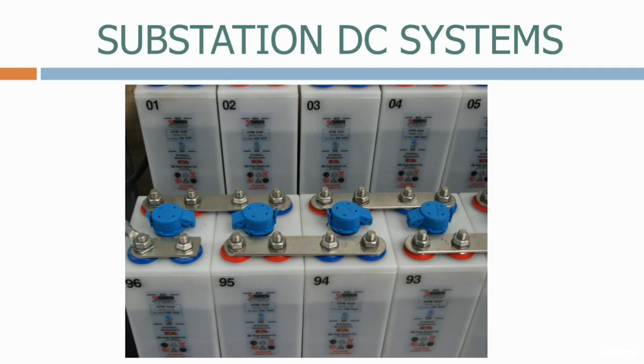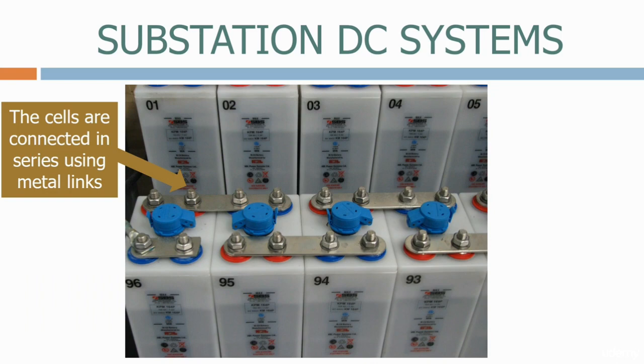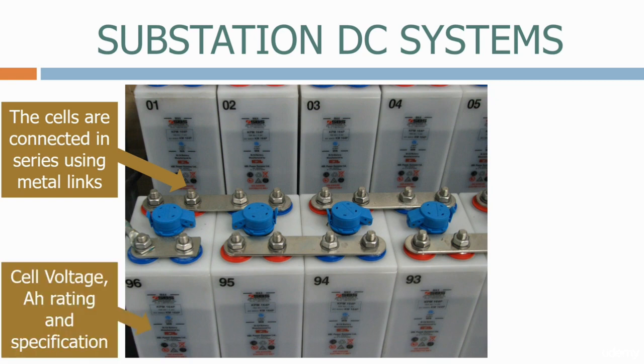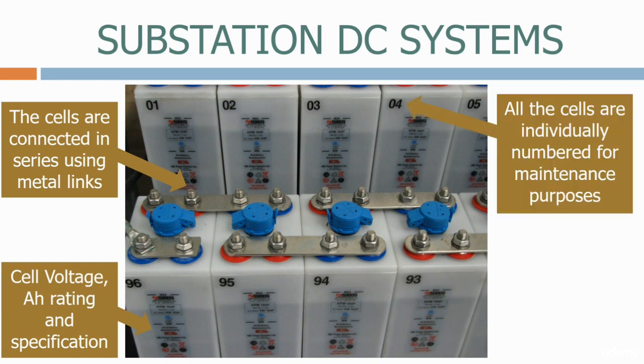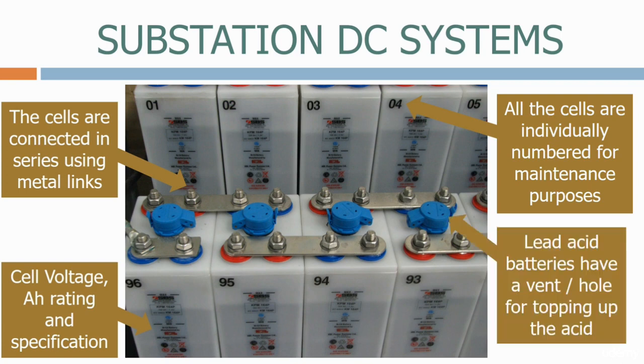Here's a view of the interconnections between the cells. The cells are connected in series using metal links, with the positive terminal of one cell connected to the negative terminal of the next. On each individual cell, you will see the cell voltage, the ampere-hour rating, and the specification. All the cells are individually numbered. This is used for maintenance purposes. Where we are using lead-acid batteries, we have a vent or hole for topping up the acid.